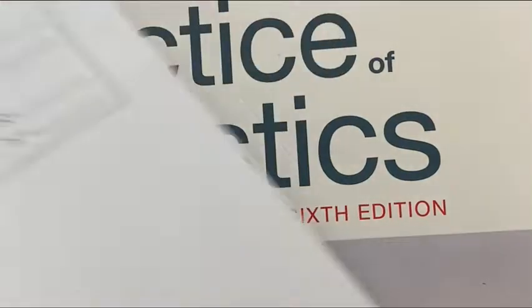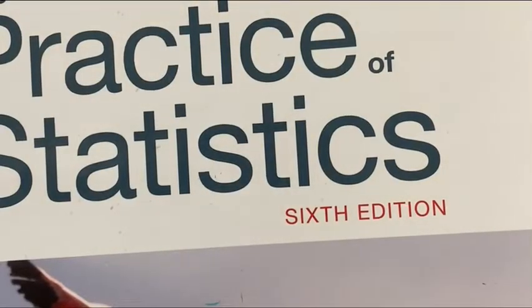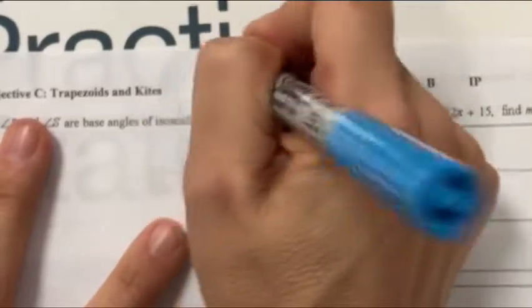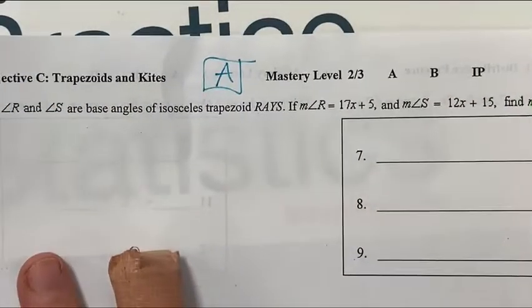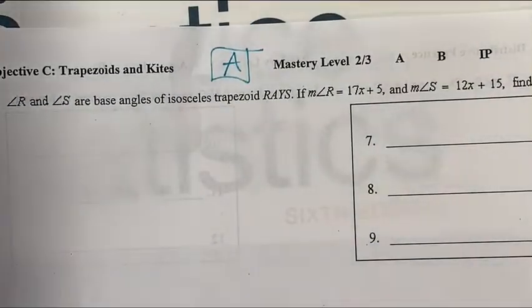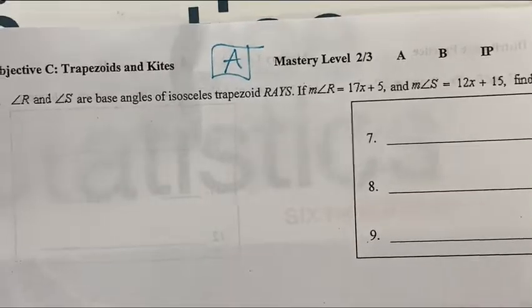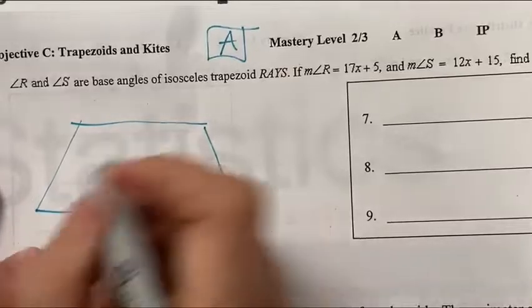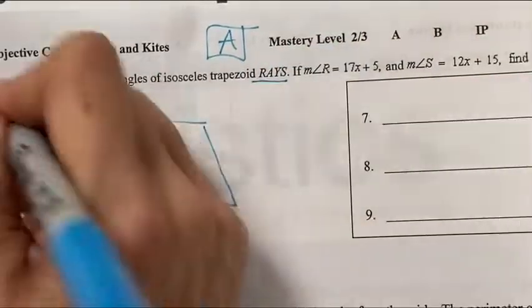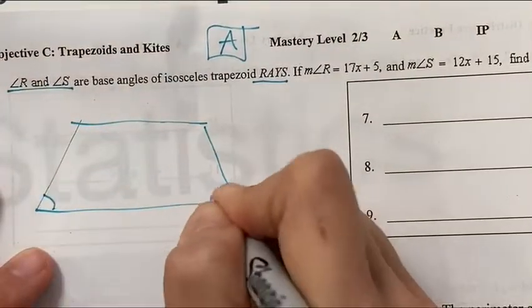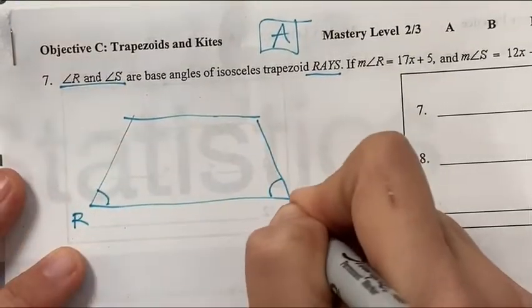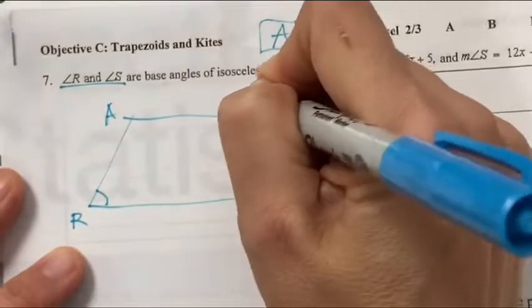Awesome. Well, I've got more time, so I'm actually going to put objective C on here. So again, keep track. This is still the video for A. So your objective C is not going to match unless you are on part A. So it says an isosceles trapezoid RAYS has base angles of R and S. So we know isosceles base angles are equal, R and S. So this looks like RAYS.